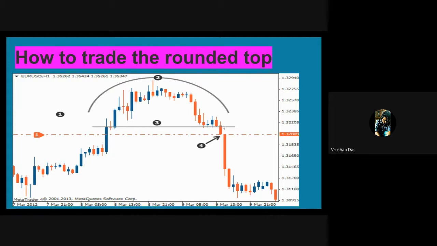The profit target is measured by the height of the actual pattern, extending that distance down from the neckline. The greater the height, the greater the chances of the price getting lower. Also, you can see the RSI movement, which in this case will be lower than 50, and the momentum will be going lower.